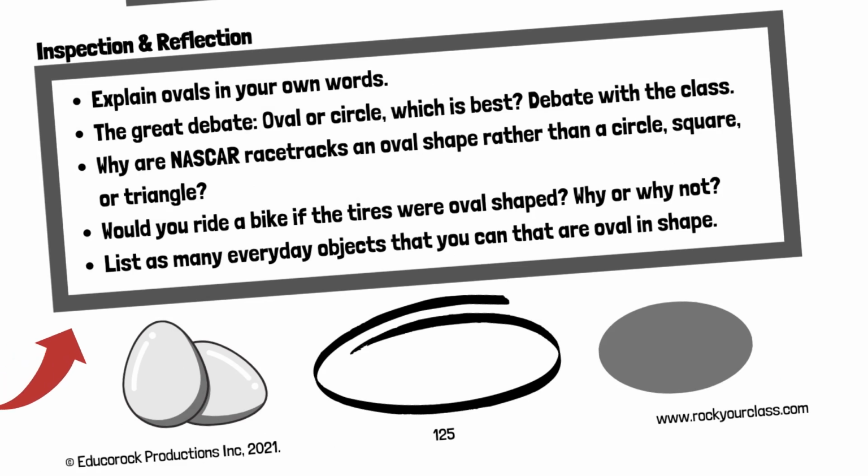Explain ovals in your own words. The great debate. Oval or circle? Which is best? Debate with the class. Why are NASCAR racetracks an oval shape rather than a circle, square, or triangle?